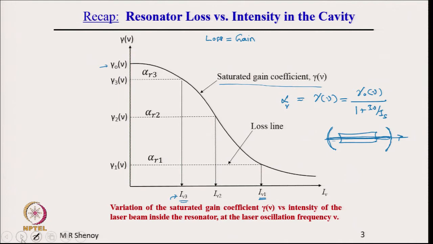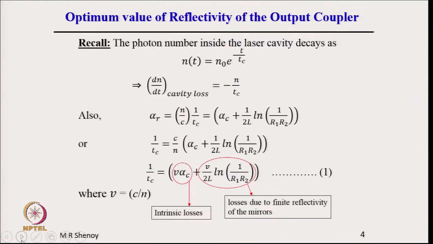and therefore, we must have an optimum. So, let us look at this more carefully. Let us look at what that optimum value is. So, the optimum value of reflectivity of the output coupler.